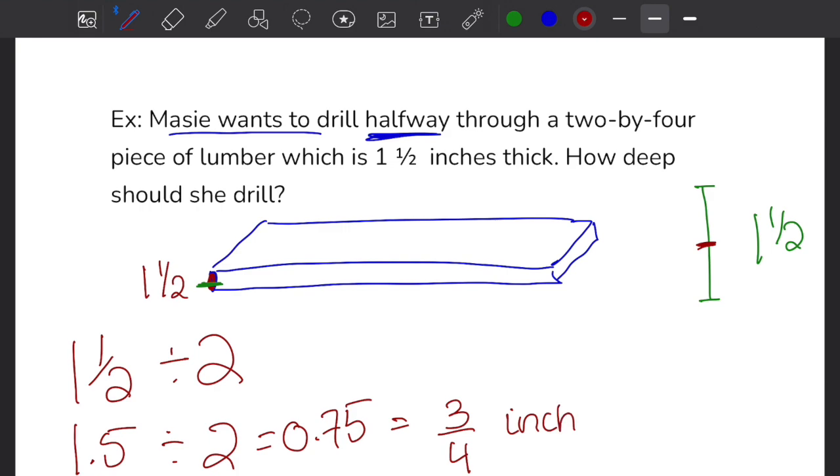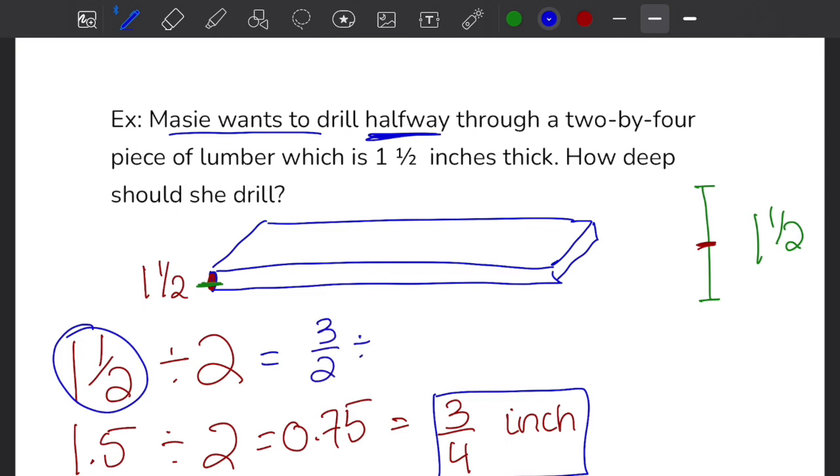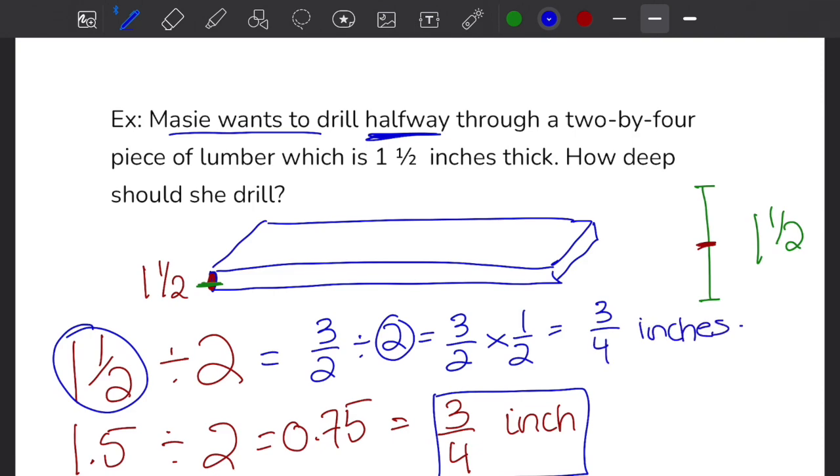Now I left some room at the top. This is the final answer, by the way. I left some room because I want to do this using fractions as well. So if you convert this to an improper fraction, you get 3/2 divided by 2. That's the same thing as multiplying by the reciprocal, so flip this one. That gives us 3/4 inches. So this is the midpoint of 1.5.